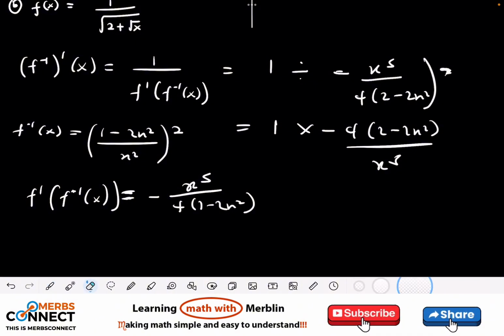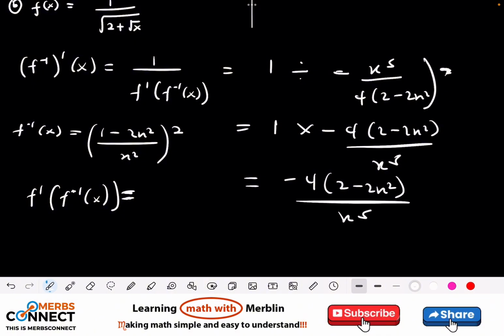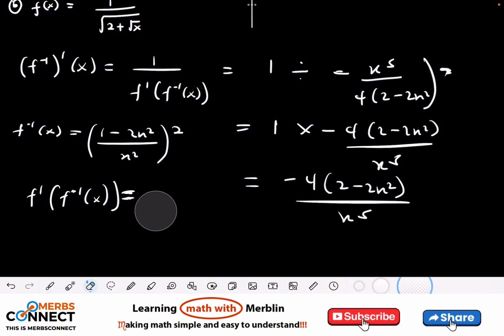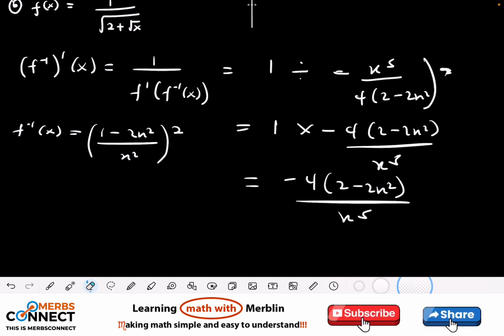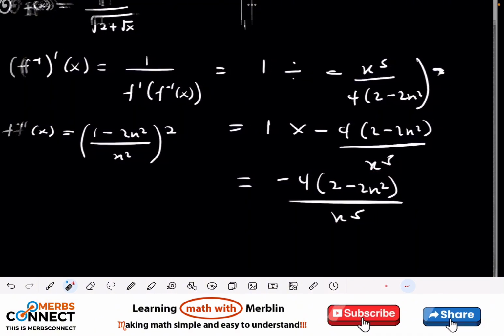And this is going to give us -4 times 1 minus 2x squared divided by x to the power 5. This was a long journey. This was very long, right? So this is the final result for the f inverse derivative.